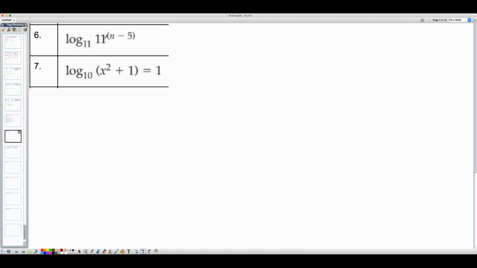In this, we have the log of the base of this base. I could rewrite this as n minus 5 times log in base 11 of 11, which is equal to n minus 5.